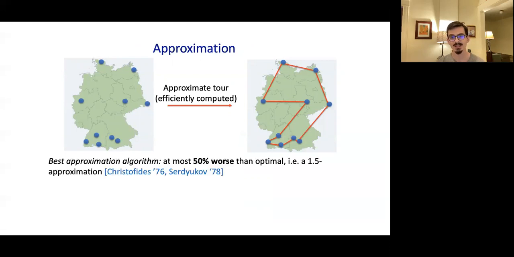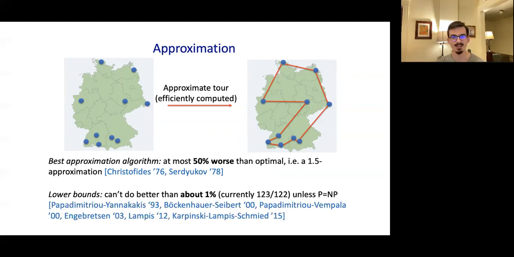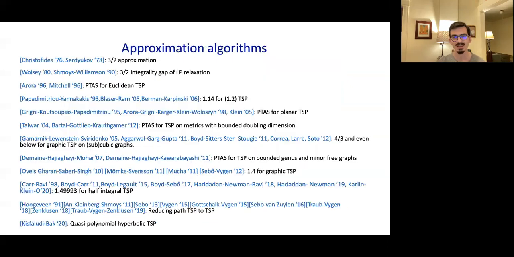And the best approximation algorithm has been a 1.5 approximation and is due to Christofides and independently Serdyukov in the 70s. So this is a procedure which runs quickly and outputs a solution at most 50% longer than the optimal one. And unless P is equal to NP, we can't get an approximation algorithm which always gets within about 1% of optimal. So we have some work to do.